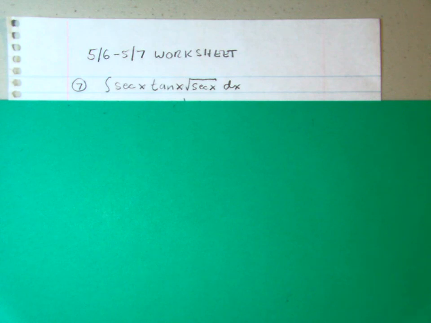All right, I'm going to go over two problems today from a recent worksheet, the one from May 6th, May 7th. The first one is number 7. We want to integrate secant, tangent, square root of secant, with respect to x. We know we're specifically going to do this by u substitution because that's the topic of the week. We're going to first look at a couple things to try that aren't going to work.